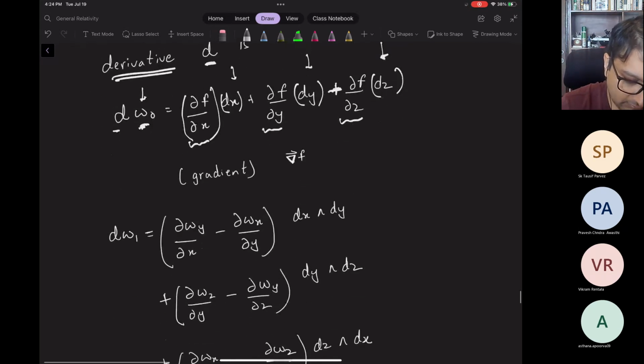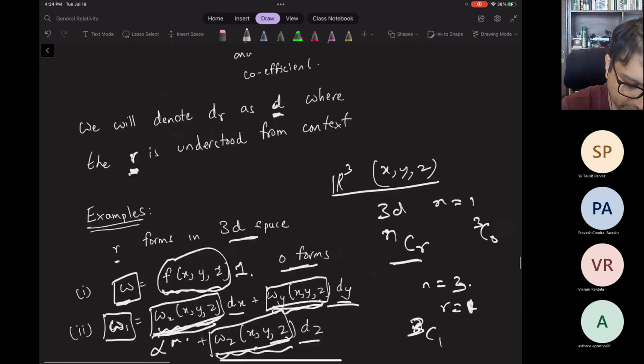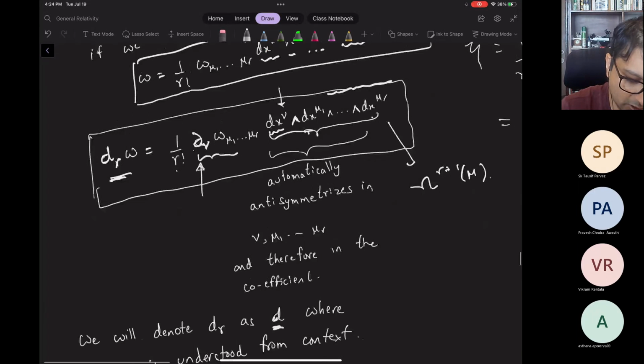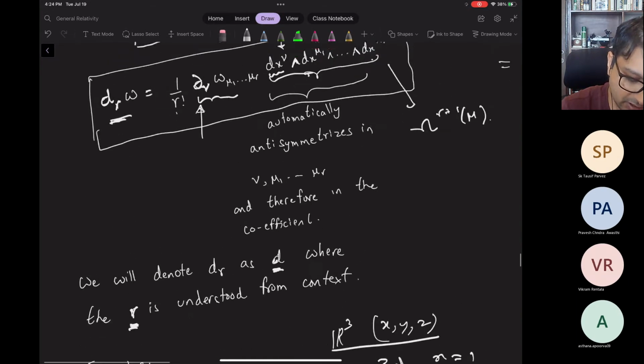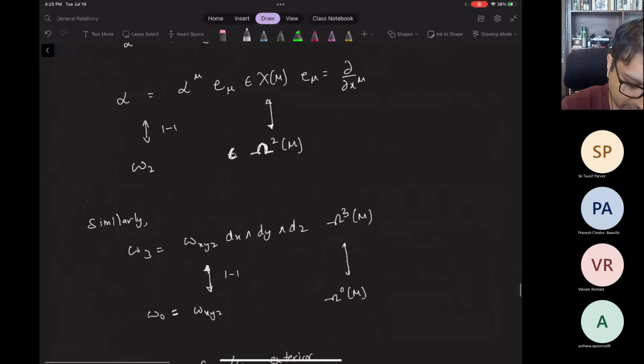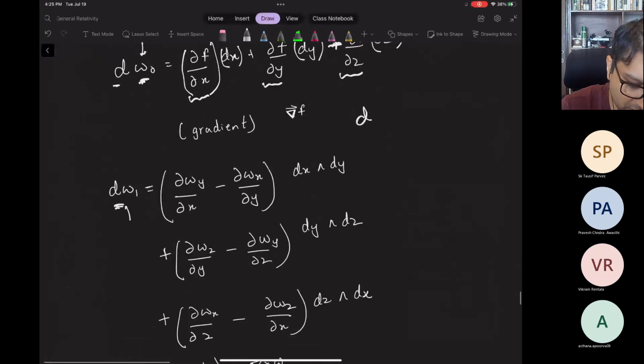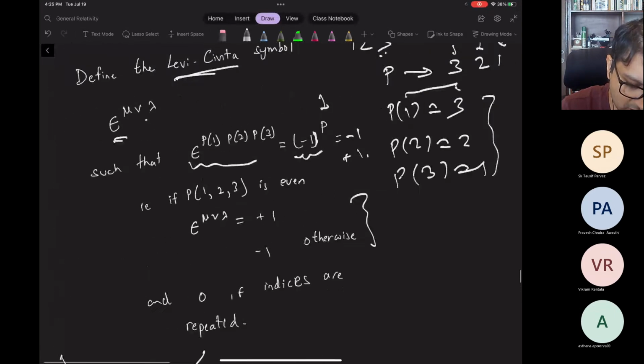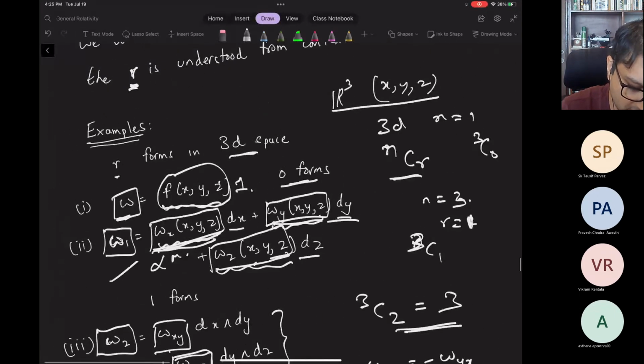Similarly, you take d omega 1. Again, let me just remind you the definition of d omega. It's 1 over r factorial partial nu omega mu1 dot dot dot mu r dx nu wedge dx mu1 wedge dot dot dot wedge dx mu r. So I introduce a derivative, and then I put in dx nu over here. If I start with omega 1, these one forms here, then each one we differentiate.